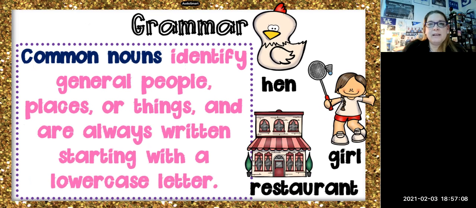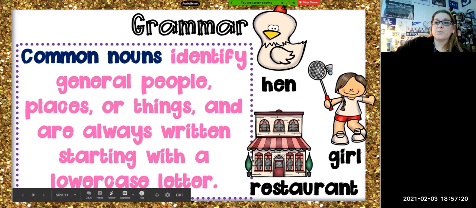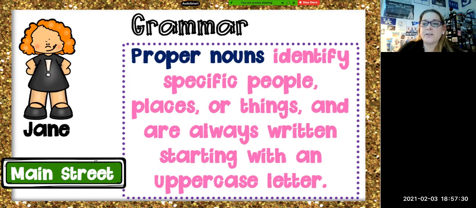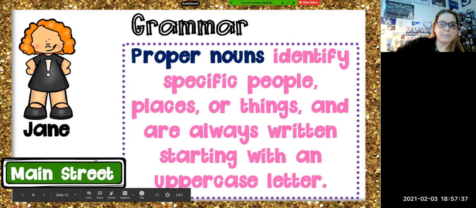nouns. So remember that a common noun identifies general people, places, or things, and are always written starting with a lowercase letter, such as hen, girl, and restaurant. But a proper noun identifies specific people, places, or things, and they are always written starting with an uppercase or capital letter, such as Jane instead of girl, and Main Street instead of street.